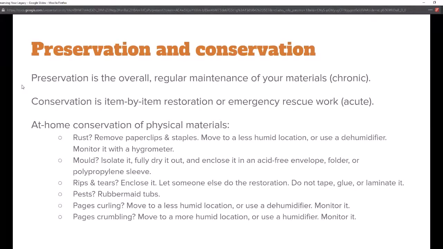Acid-free envelopes and folders you can also get at any store. They're not too expensive. And you're going to want to use acid-free folders and acid-free boxes anyways, because if you don't, they will contribute to that mold problem over time.